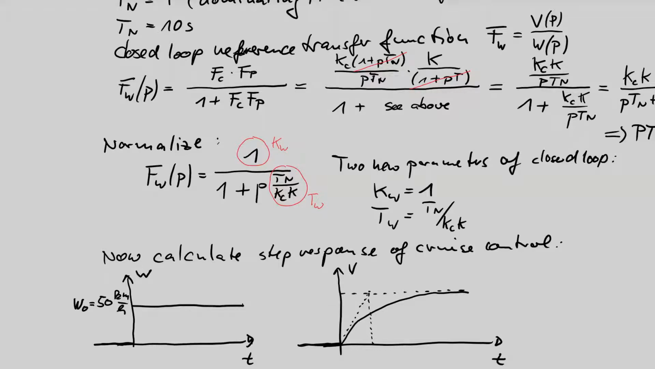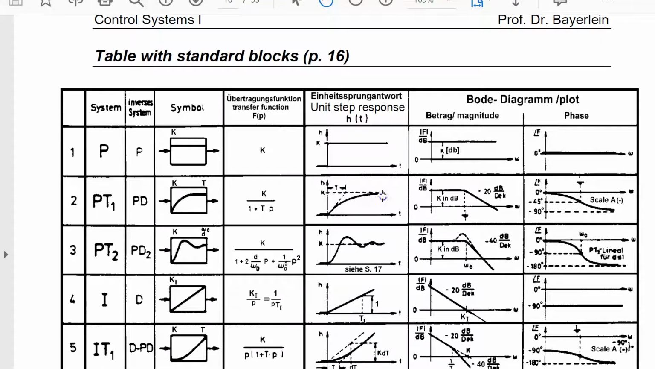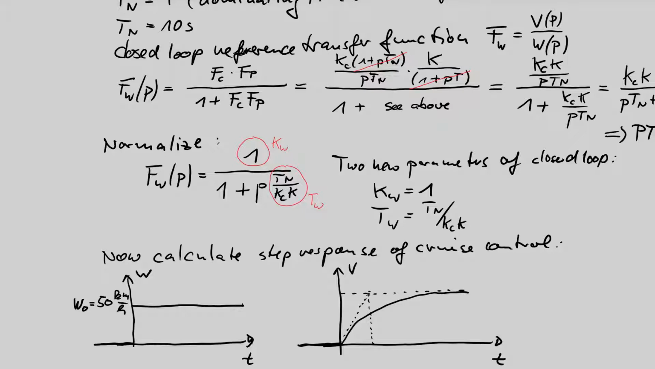Now with our given reference transfer function, we can calculate exactly the final value and the time. The final value first comes with kW. The unit step response has k as the final value, but I do not have a unit step response. I have the step response with amplitude 50 kilometers per hour. So the real step response is nothing else than kW times amplitude. kW is the final value of the unit step response.